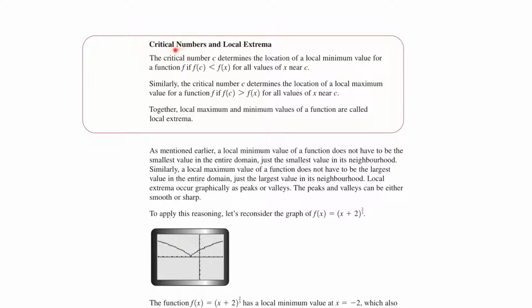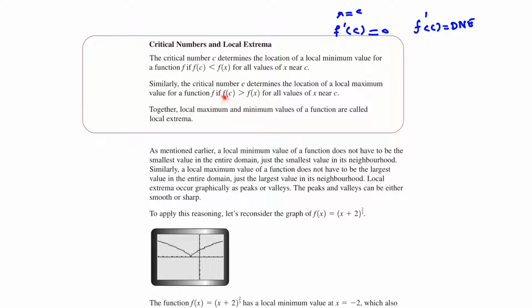Let's be clear about critical numbers and local extrema. The critical number c determines the location of a local minimum value for a function if f of c is smaller than f of x for all values x near c. And a critical number for function f is a point like c when either f prime of c is 0 or f prime of c does not exist.